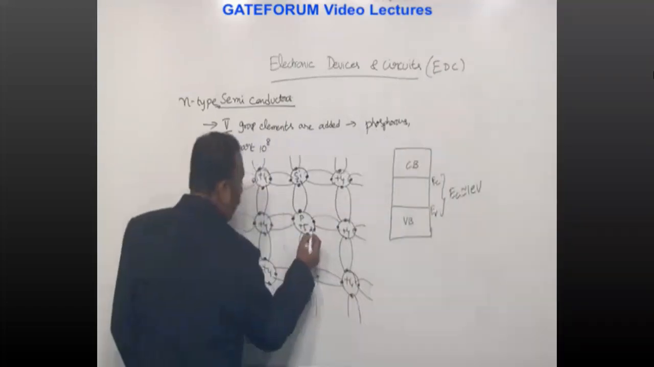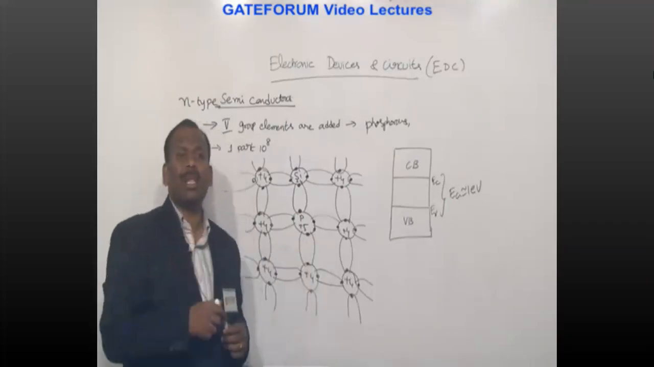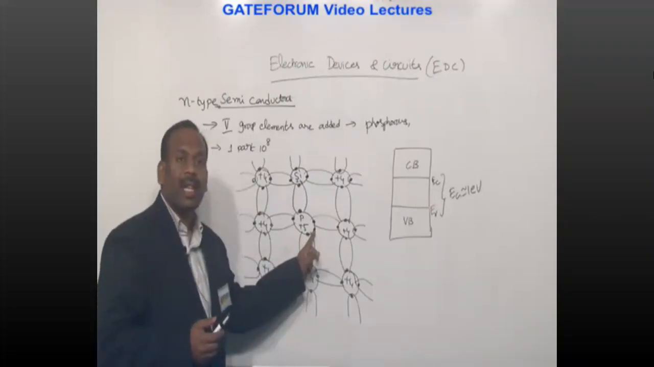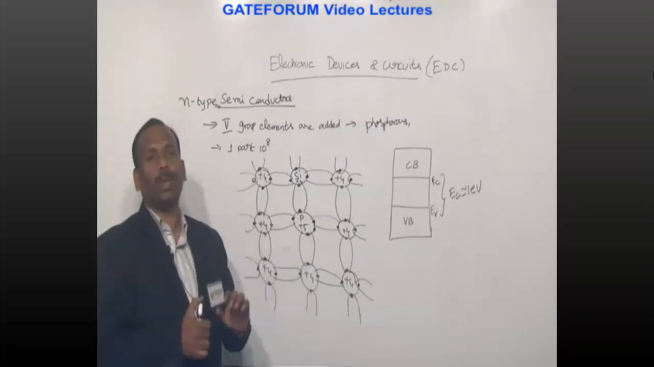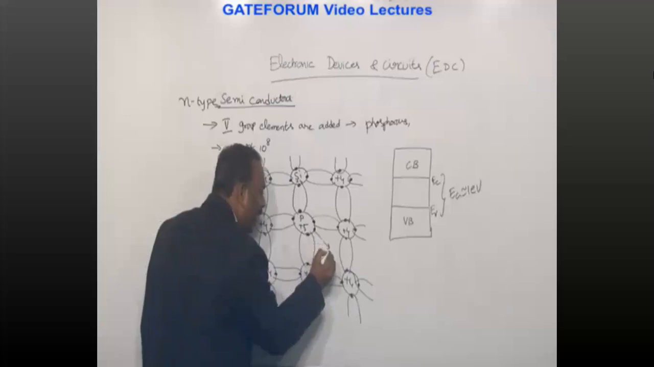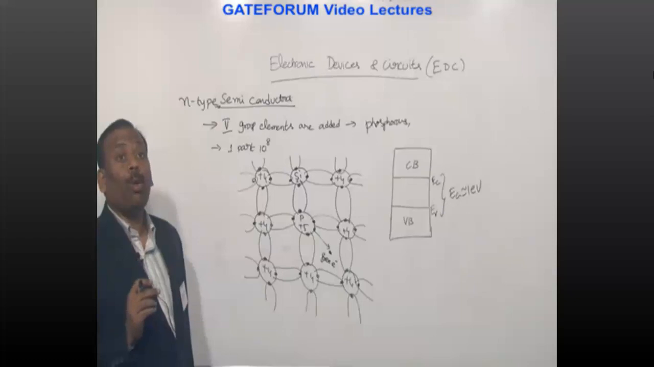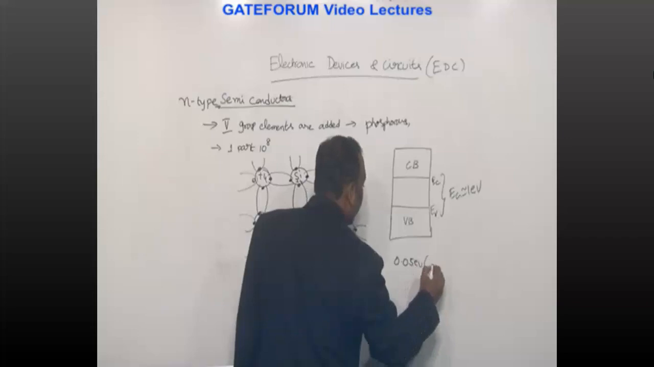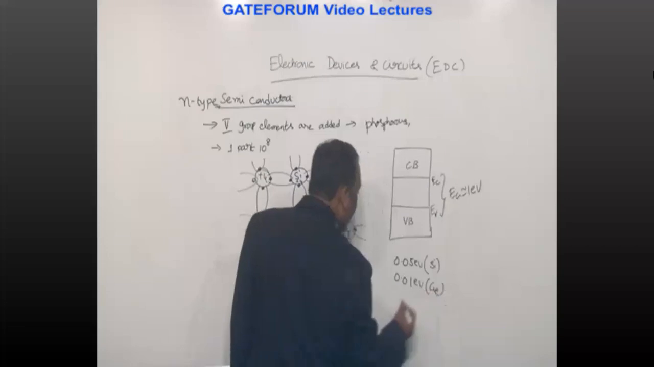Now, this one has not formed any covalent bond, so how much energy has to be given to make it a free electron? Is it equal to the energy required for the broken-bond electron? No. A very, very small energy is sufficient to make this electron a free electron. You don't require 1 electron volt. How much? 0.05 electron volt is required if it is silicon, and 0.01 electron volt if it is germanium.